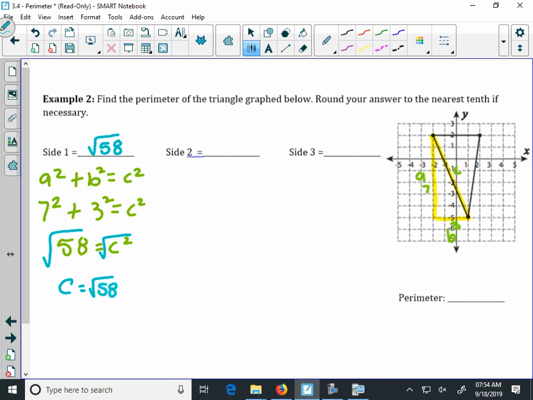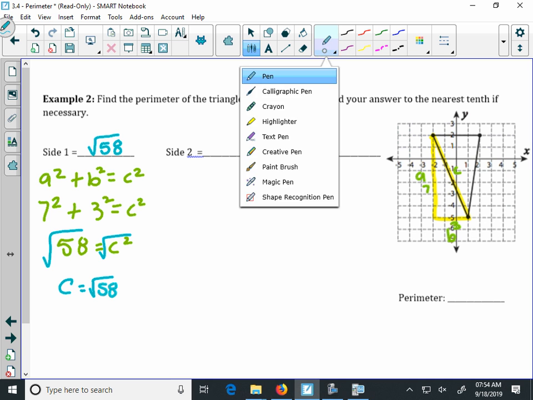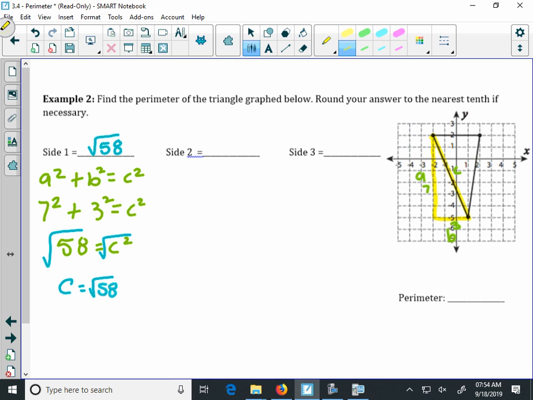We're going to do the same thing for this other side. We want to find the length of this side. So I make my right triangle with that side. Again, the side we're trying to find is our C. And I'll make this side A and that side B. And we're just going to, again, use that Pythagorean theorem. What is the length of my A?